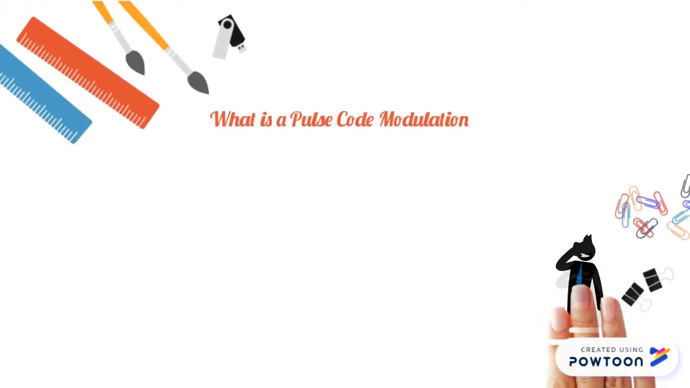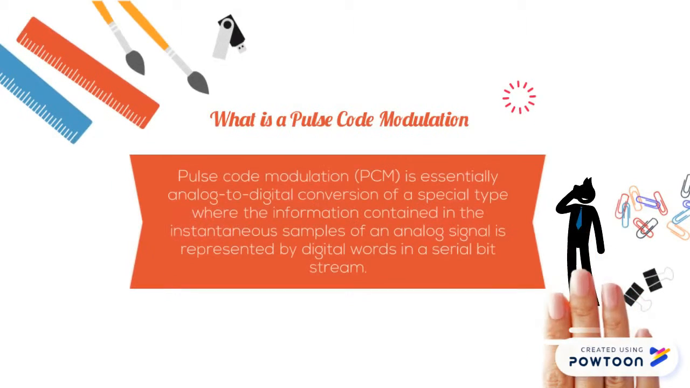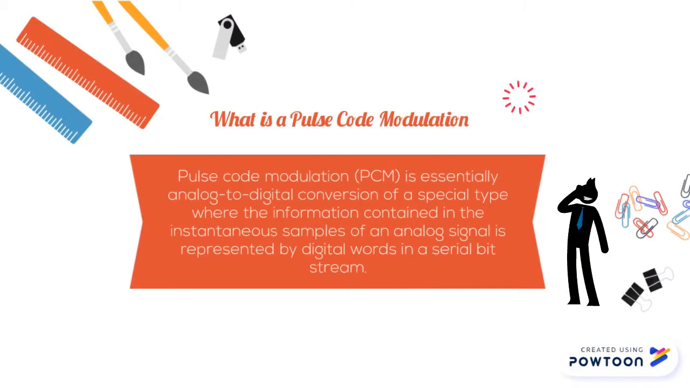What is pulse code modulation? Pulse code modulation (PCM) is essentially analog to digital conversion of a special type where the information contained in the instantaneous sample of an analog signal is represented by a digital word in a serial bit stream.